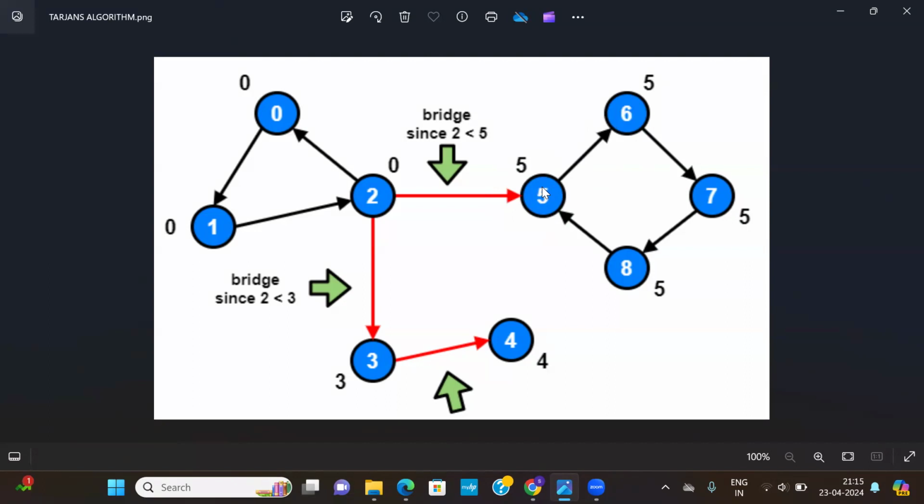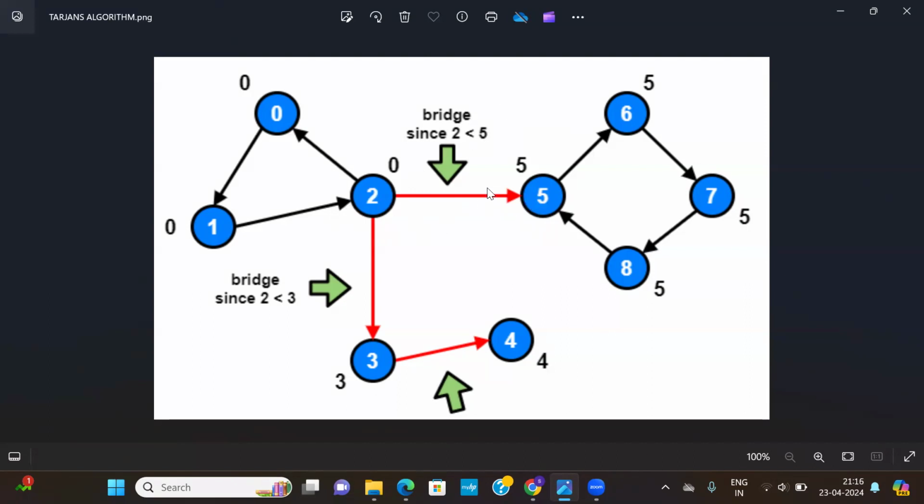Now from 5, I cannot go to any other node. I will just go to its parent node now. What is the parent node of 5? The parent node of 5 is 2. What was the time of insertion of 2? It was 2. What is the lowest time of insertion of 5? It is 5. Is 2 lesser than 5? Yes, 2 is lesser than 5. The condition becomes true. So this particular connection comes out to be a critical connection.